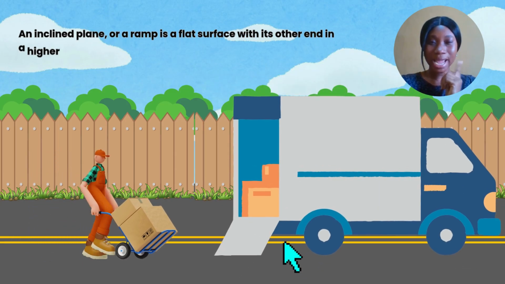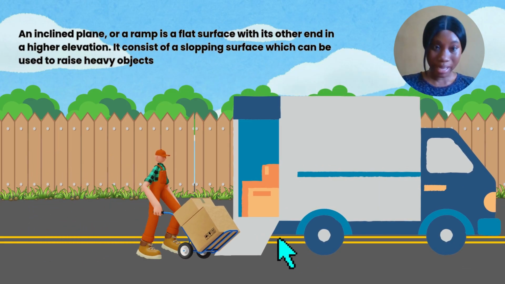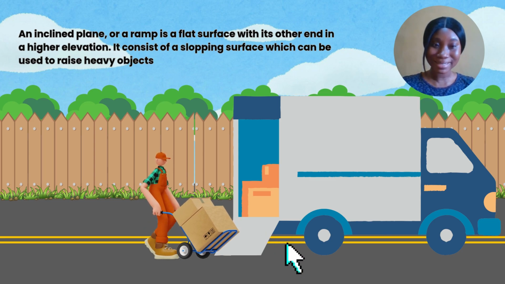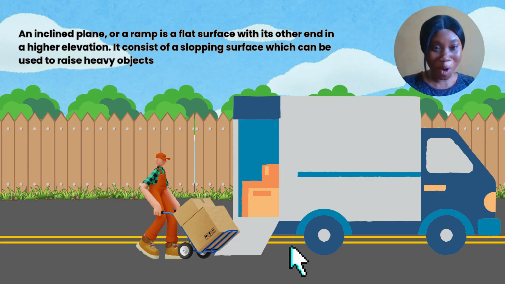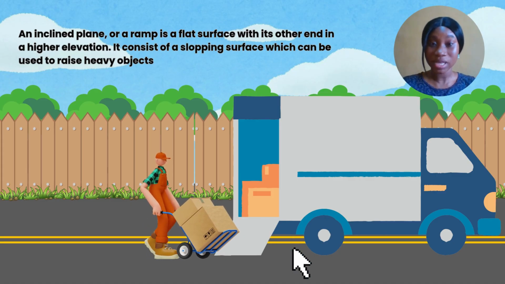So, what is an inclined plane? An inclined plane is also known as a ramp. That's the first thing we have just learned in today's class, that an inclined plane can also be called a ramp. Now, what is an inclined plane or what is a ramp?